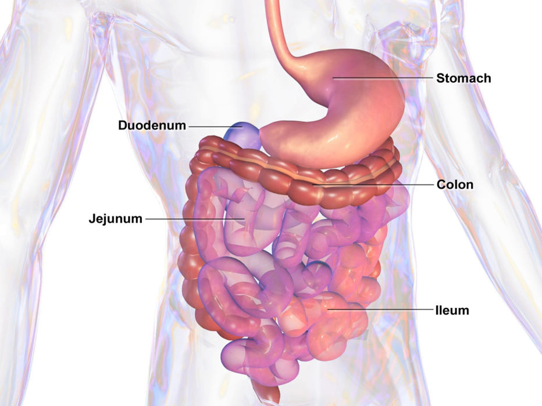Topic: Large intestine. The large intestine, also called the colon, consists of the cecum, rectum, and anal canal. It also includes the appendix, which is attached to the cecum.